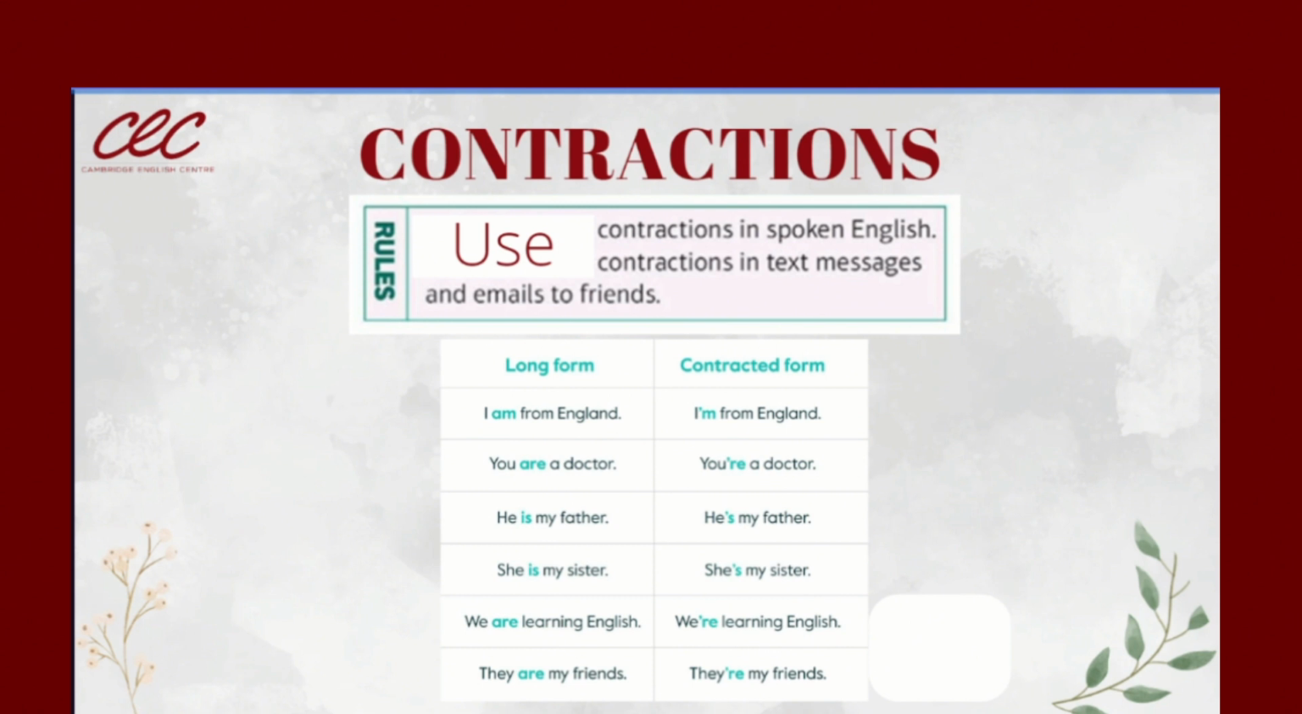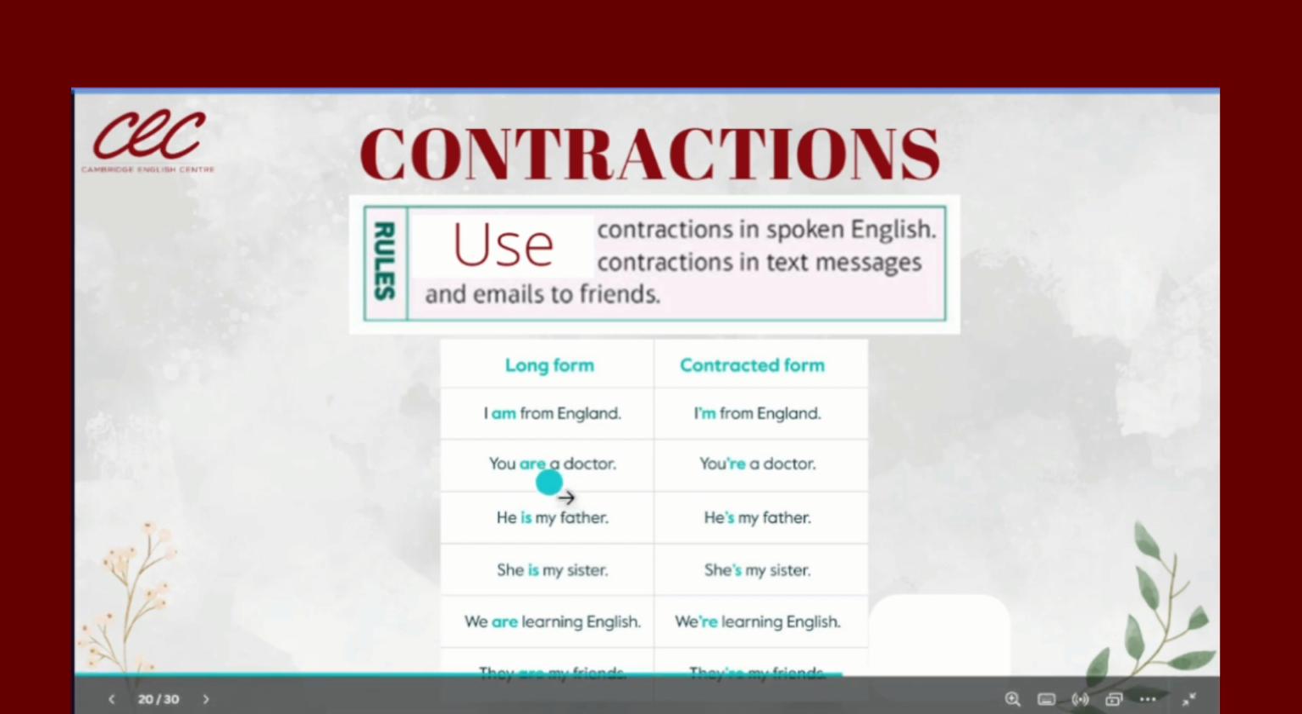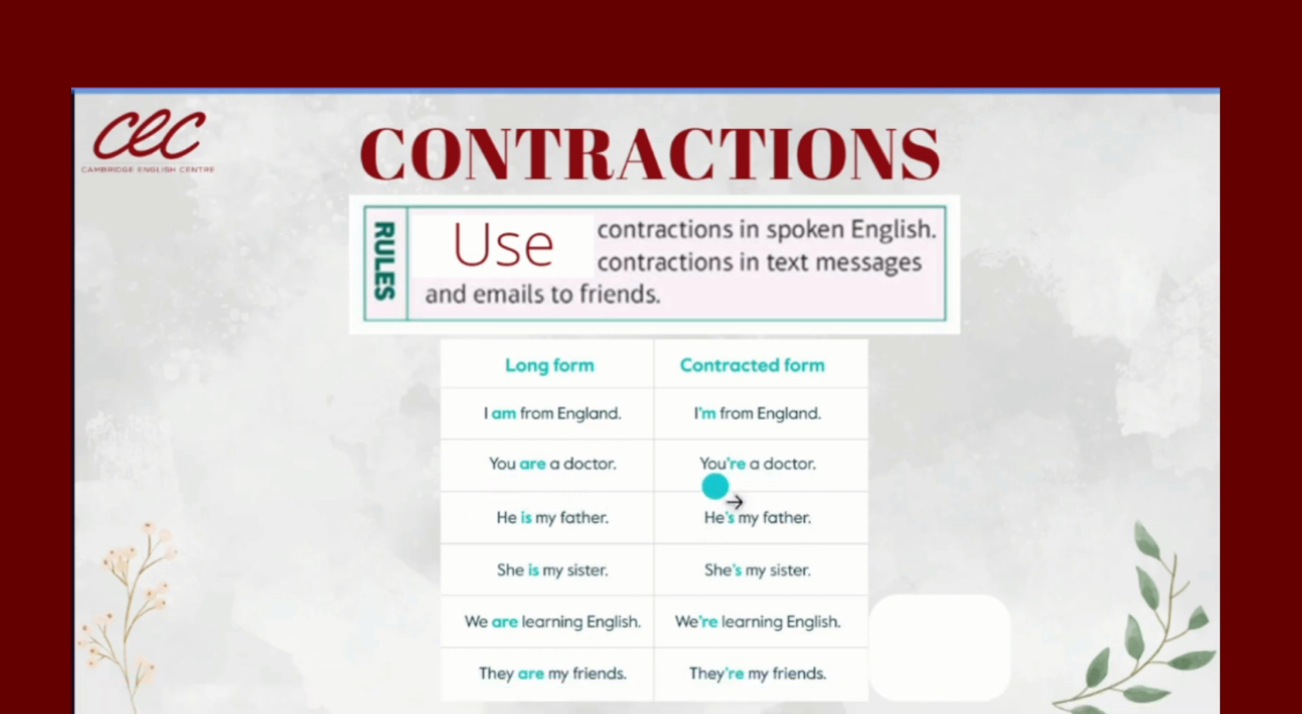In a long form, we have the subject, the verb, and the rest of the sentence. I am from England, right? But we can contract the verb to be to the subject, and instead of saying I am from England, we can say I'm from England. Okay, we can contract the subject to the verb. You are a doctor. You're a doctor. We are contracting the subject to the verb. You're a doctor.